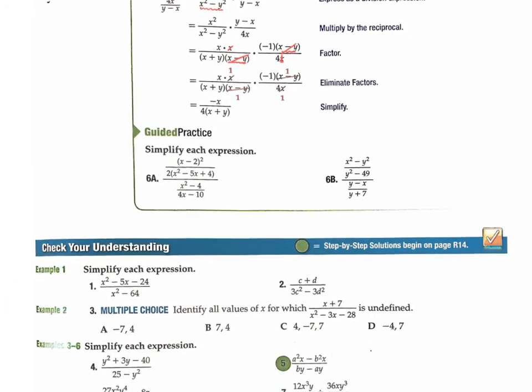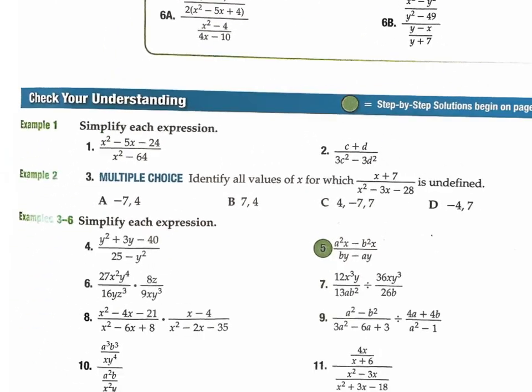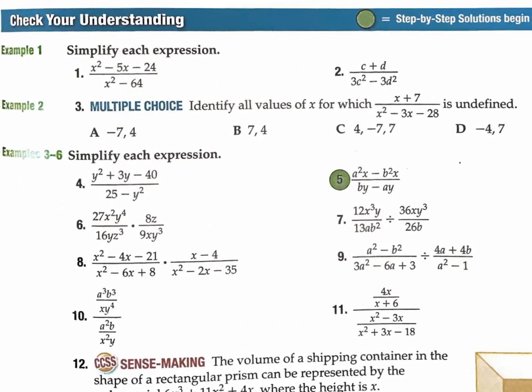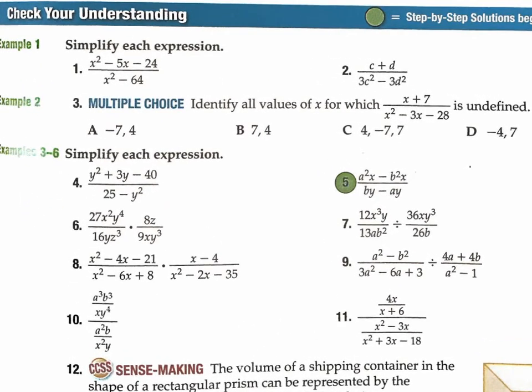We have some more examples down here. This is your actual assignment right here, okay? We're doing 1 through 11 all, okay? We've already simplified all these other types of problems. The only two new ones are 10 and 11.